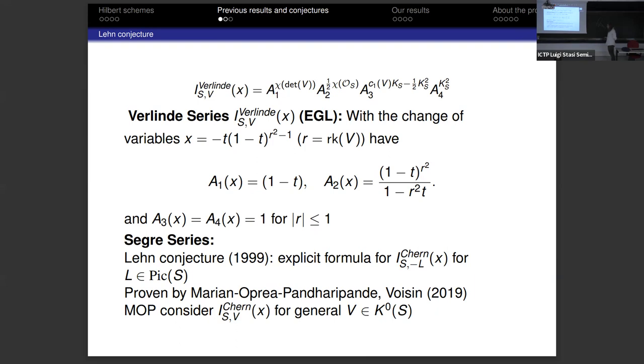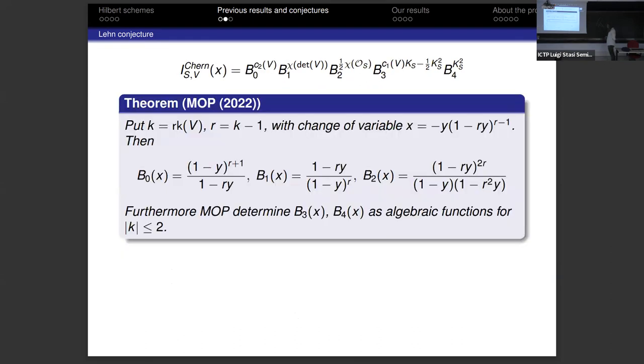So, more generally, Marian, Oprea and Pandharipande's papers consider this generating function for the Segre invariants for general vector bundles or elements in the K group. And what they get is, we had before that we can write the generating function like this in terms of these five universal power series, which I take to these powers.